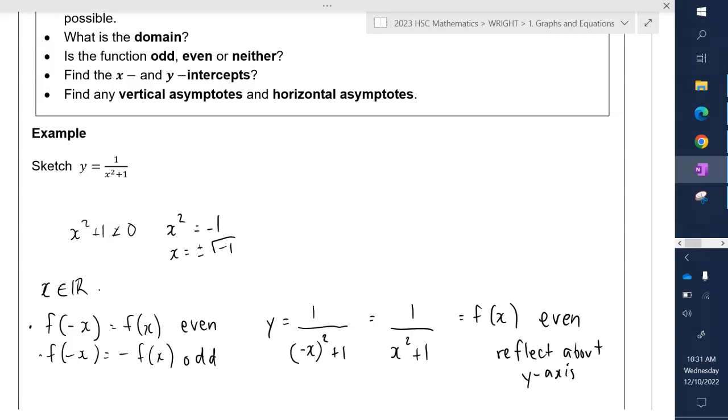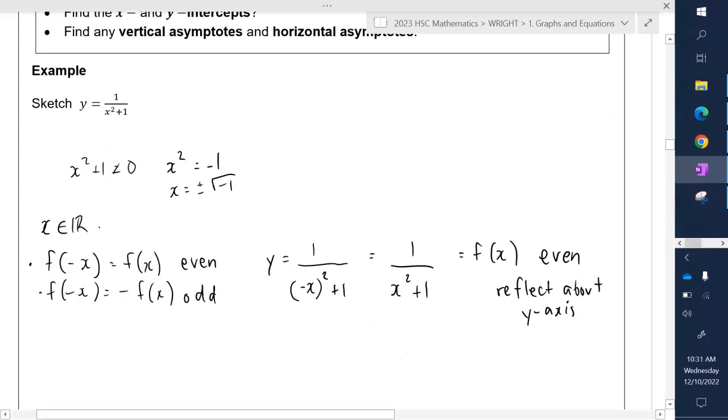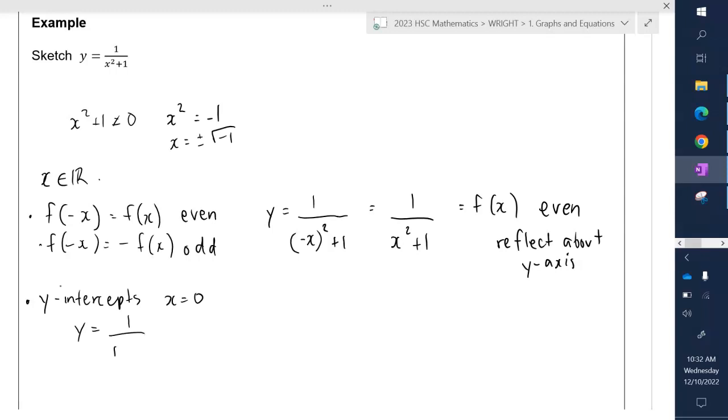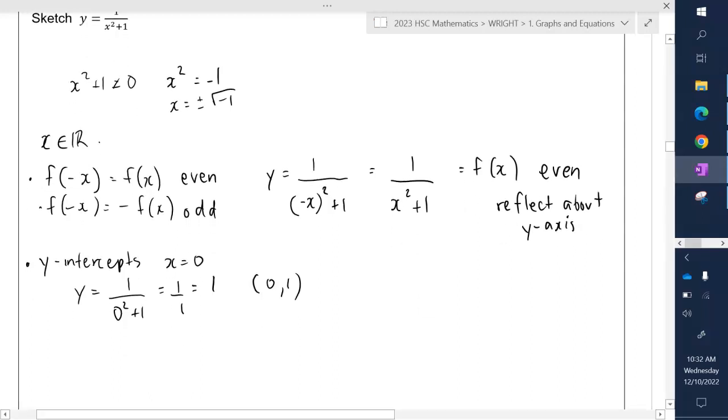Okay. Let's have a look at x and y intercepts. Okay, so where does that happen? So y-intercepts happen at x equals 0. So let's pop x equals 0 in. y equals 1 over 0 squared plus 1, which is 1 over 1, which is 1. So we get a y-intercept at the point (0, 1). What about an x-intercept?